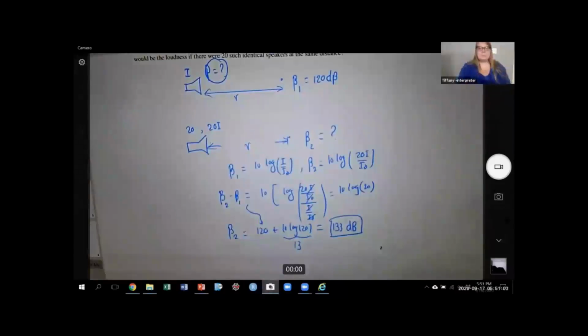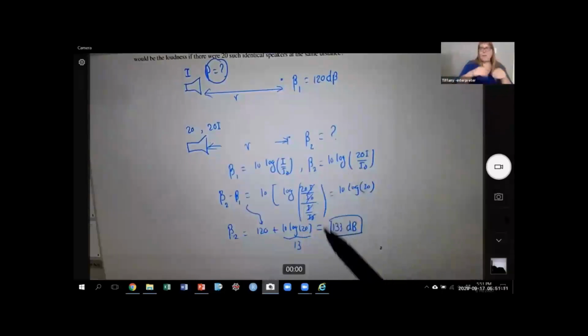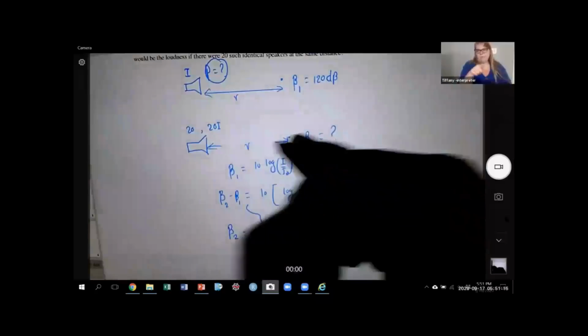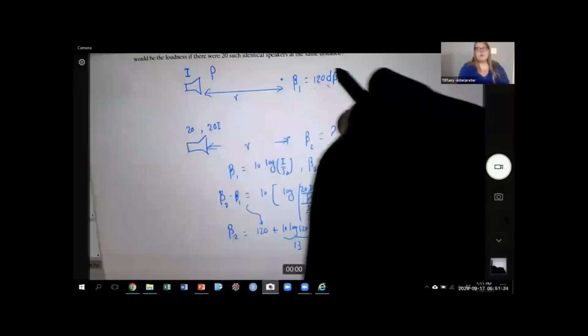If the distance were given, how would you find that exactly? Yeah, so if the distance is given, then you can do either this shortcut, or first you can find the power, the power wattage, of this speaker. Because why? Because you are given the decibel, right?